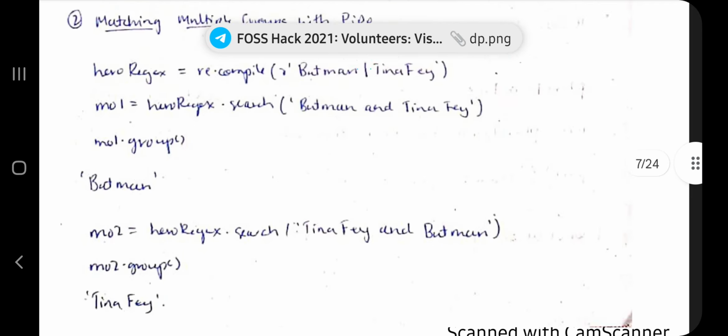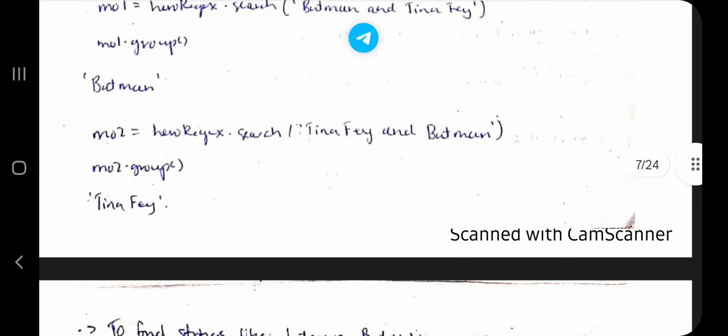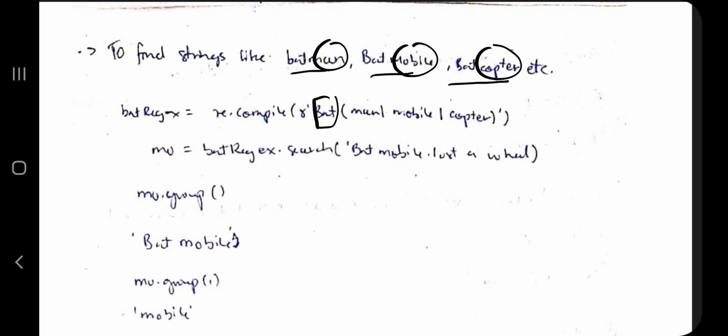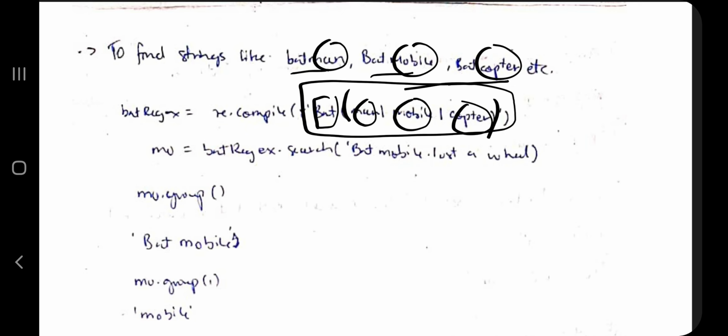This is the use of matching multiple groups with pipe, and to find strings like Batman, Batmobile, and Batcopter. Here you can observe one thing: the first three letters are the same, BAT. Only the remaining letters change. So, I can keep bat here, and form a group where it is man or mobile or copter. Wherever this criteria matches in the main text, that will be returned. See, I have passed Batmobile lost a wheel. So, Batmobile matches this criteria, and it will be returned in mo.group.